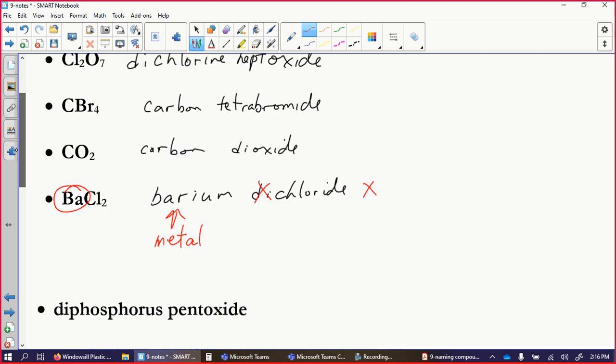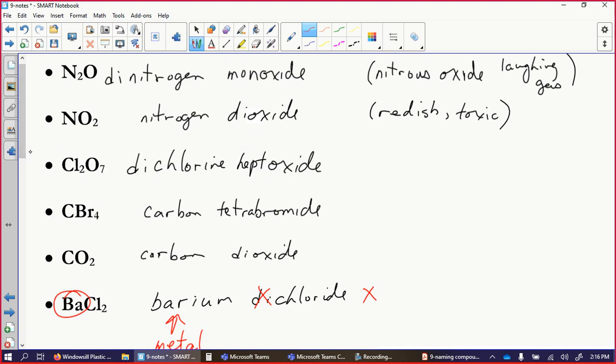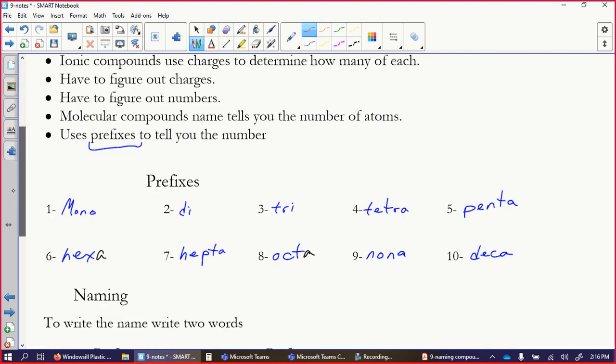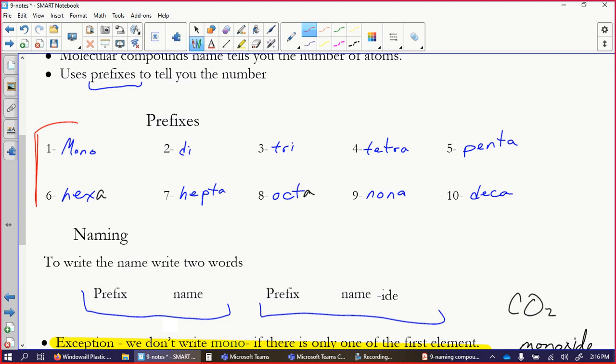So that's naming. It is as simple as you think. If you're doing practice, just make sure you have that in front of you if you don't remember them. And like that is naming.